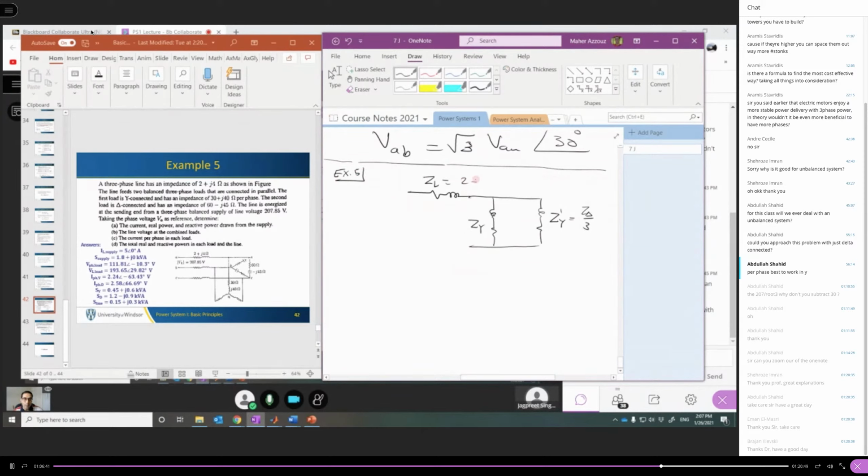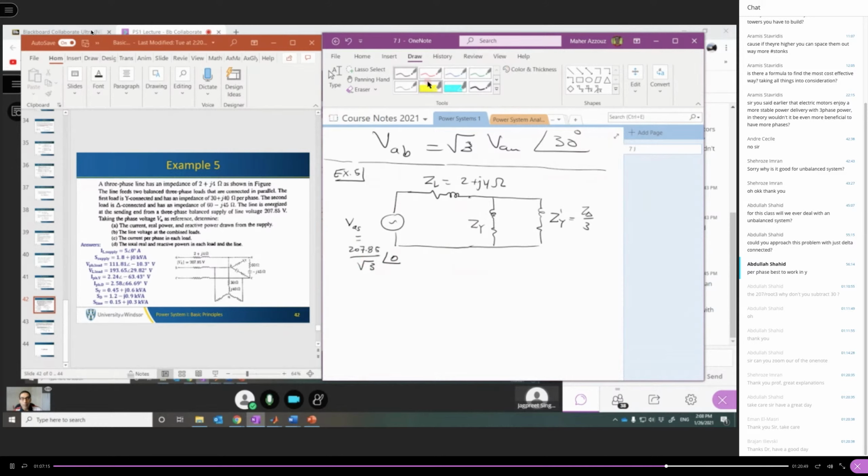Z line is 2 plus J4 ohms, and we have the source. The voltage of the source, VAS, is equal to the line voltage, which is 207 divided by √3, and it is specified here to use this phase voltage as a reference. So the angle of this voltage is 0.